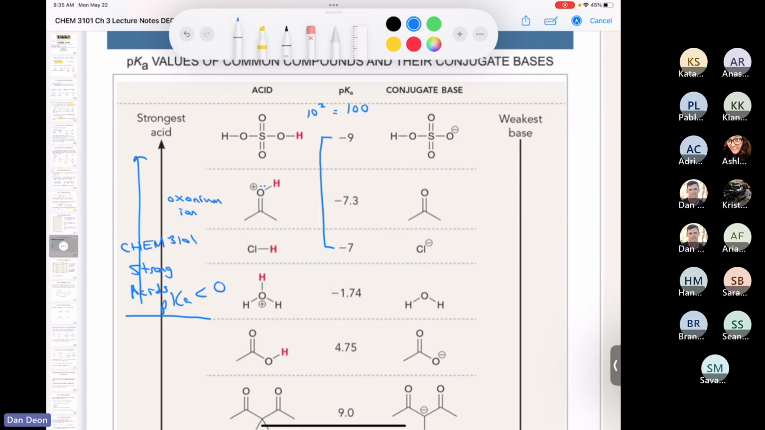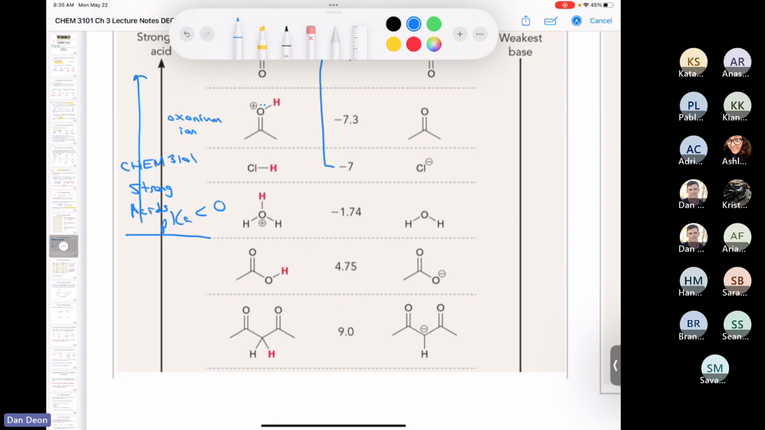So now we're moving into weak acids. A carboxylic acid, is it an acid? Absolutely. Does it donate protons? Absolutely. But is it a strong acid? No. It's not a strong acid. So it has a pKa of about 4.75 or 5-ish.